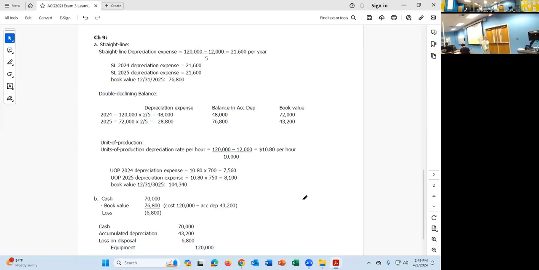Okay, so straight line is number 1, same amount, we spread out evenly. Yes, sir. I'm sorry, can you explain how you get the book value again? Absolutely. Your book value is our cost. Remember, the balance in accumulated depreciation is growing every year. So if we've recorded 2 years of depreciation, so if we've done $21,600 in the first year, and then another $21,600 in the 2nd year, our balance in accumulated depreciation is $43,200. So $120,000 minus that $43,200, that's the book value.